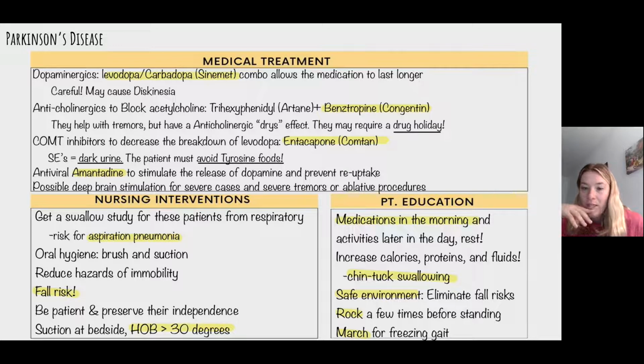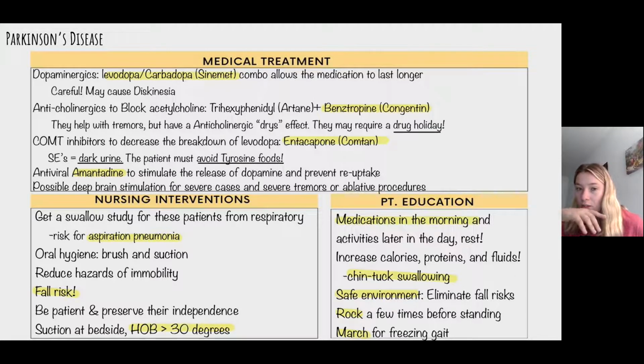So with these patients, we might need to help them brush their teeth. We might need to suction, etc. These patients are a fall risk, so really keeping them safe. And then always having your suction at bedside, keeping the head of bed elevated. Why? I think our priority nursing diagnosis is going to be this risk for aspiration. And so keep that head of the bed elevated.